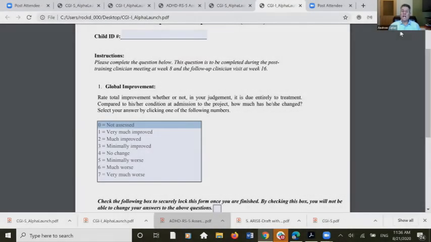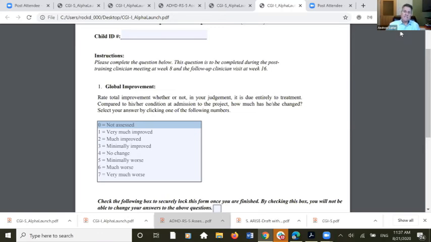Now, the CGI-I, or Clinical Global Impression Improvement, is really a little bit misnamed because we don't want to necessarily assume that there's only going to be improvement. They may not change or they may worsen. So some people have also called this the CGI-C, or Clinical Global Impression Change. But the standard convention most of the time is to call it CGI-I, which is Clinical Global Impression Improvement.